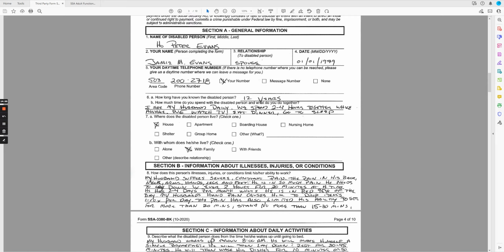For 30 minutes at a time. He has 2 to 4 days per month where he is in bed 95% of the day. So that was the same, and that's good because now you're being consistent.